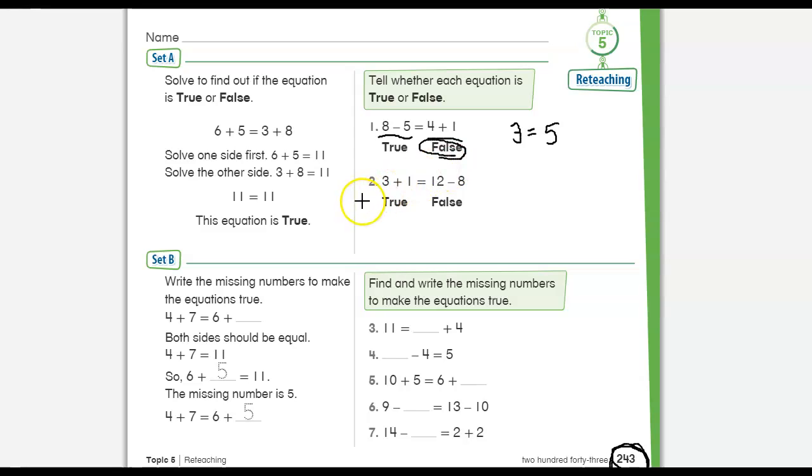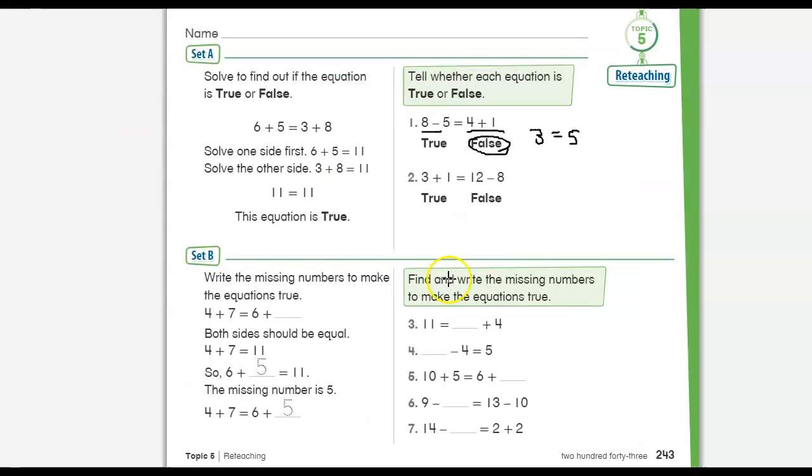Now I want you to solve number 2. So start by solving 3 plus 1. Then solve 12 minus 8. And once you work that out, you will see, just like how we wrote our answer at the top, if it is true or false. So I want you to work on number 2. So now is a good time to pause the video so that you can be working on number 2. When you are ready to go over your answer, just go ahead and press the play button.